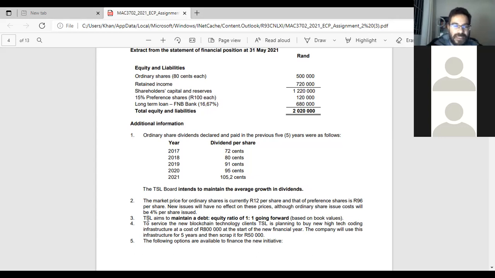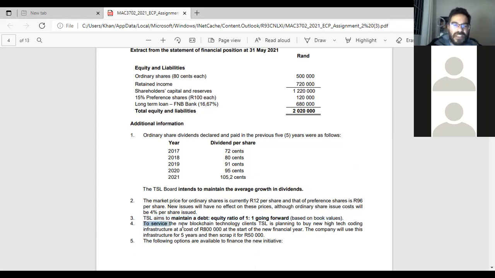Then they say TSL aims to maintain a debt equity ratio of 1:1 going forward based on book value. You will see what's the reason for that. That is basically for question 1A, which deals with source of finance, which we're going to cover next week. So it's not applicable for this question. It's not applicable for what we're going to do today, which is WACC.